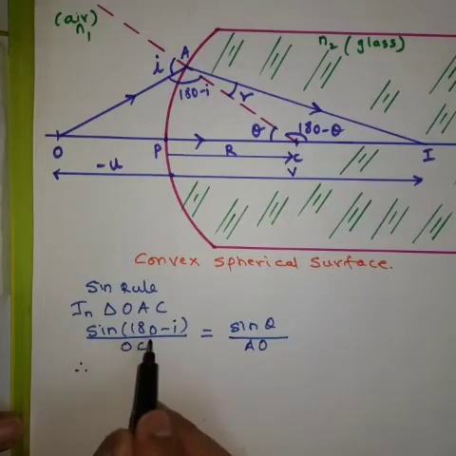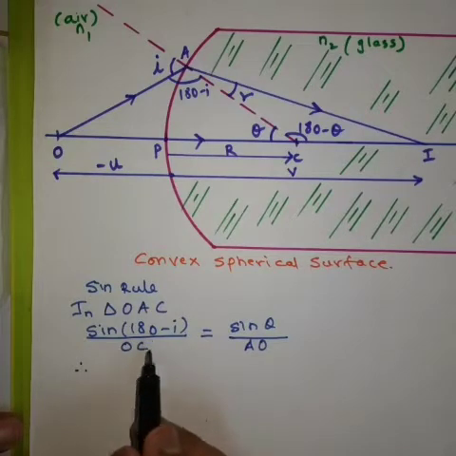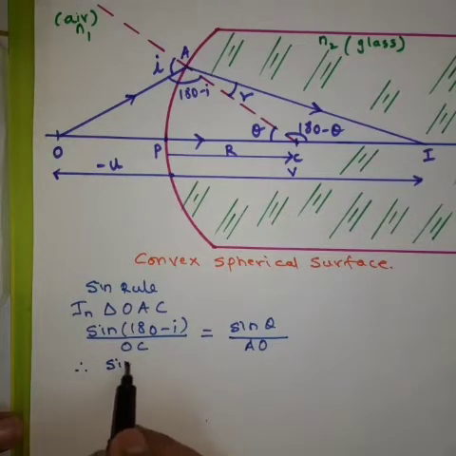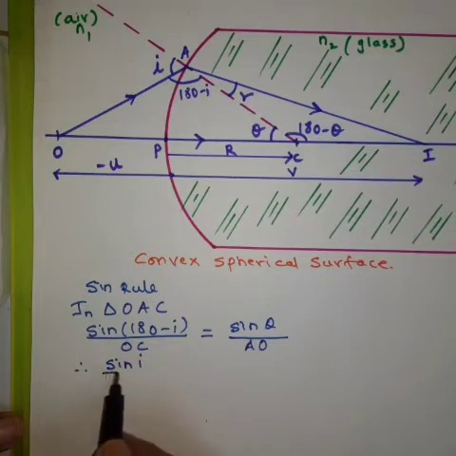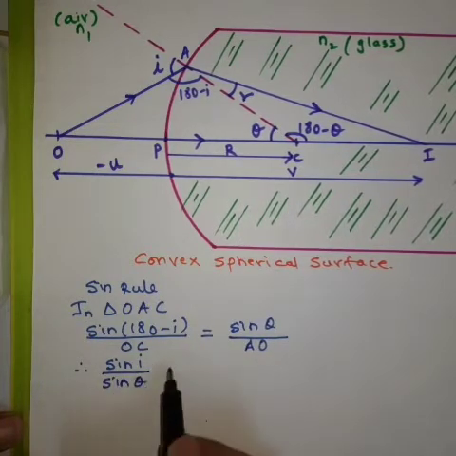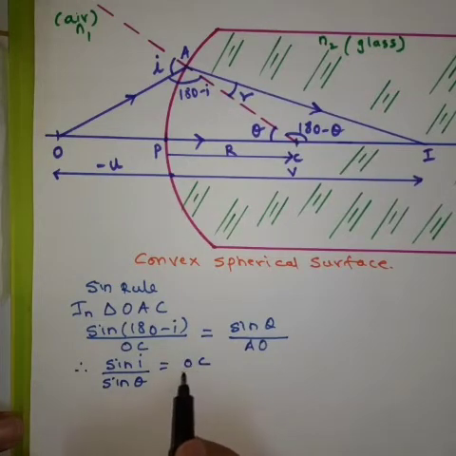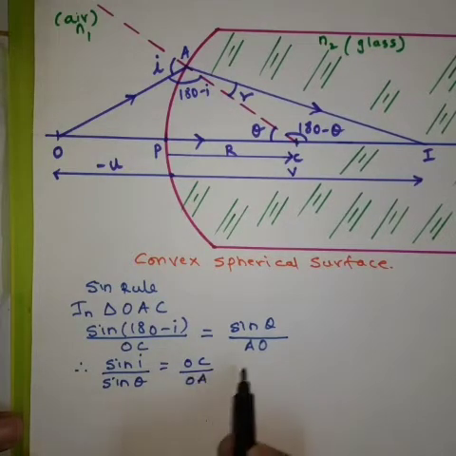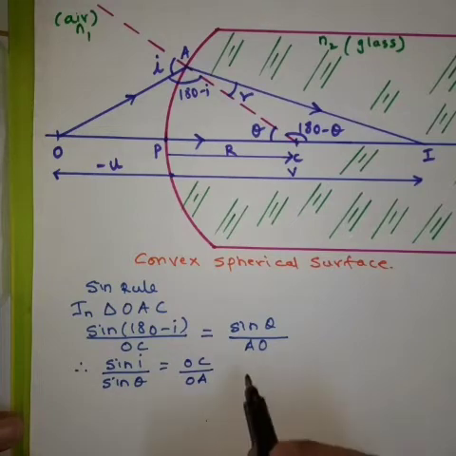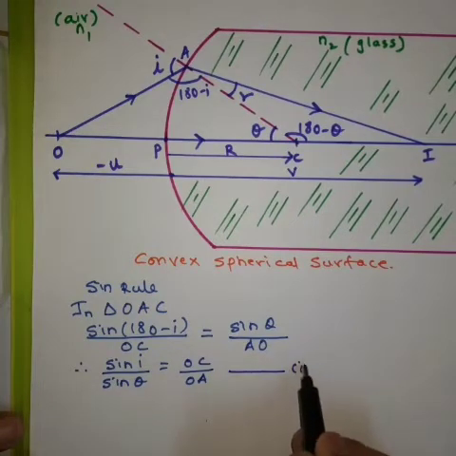Therefore sine of 180 minus I will give me sine I, so I get this as sine I. Bringing the sine theta into the denominator, I get sine I upon sine theta equals OC upon OA. Let us say that this is my equation number 1.